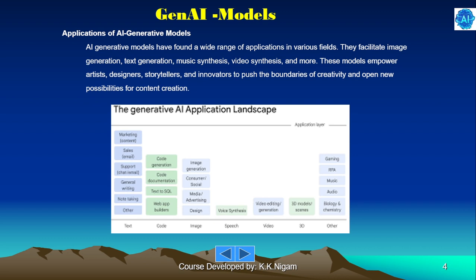Applications of generative AI models. AI generative models have found a wide range of applications in various fields. They facilitate image generation, text generation, music synthesis, video synthesis, and more. These models empower artists, designers, storytellers, and innovators to push the boundaries of creativity and open new possibilities for content creation.